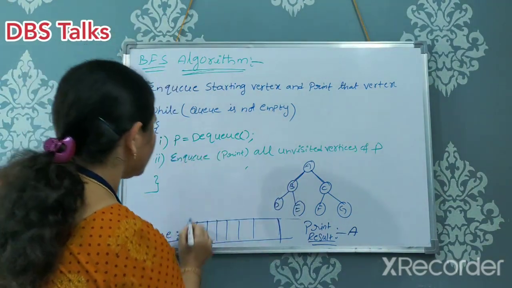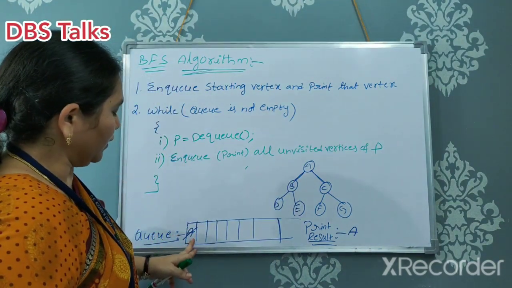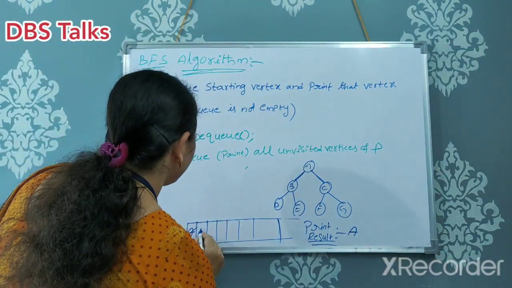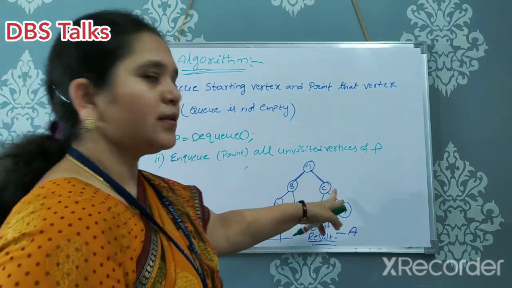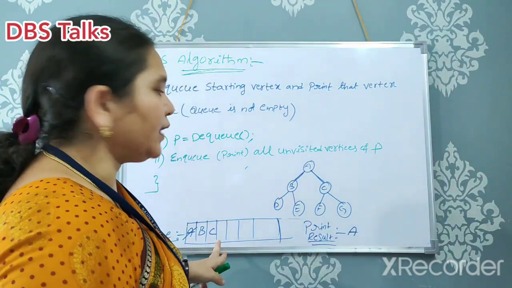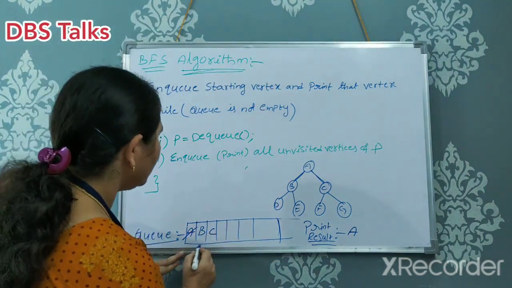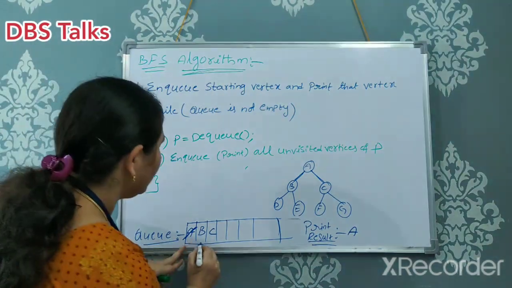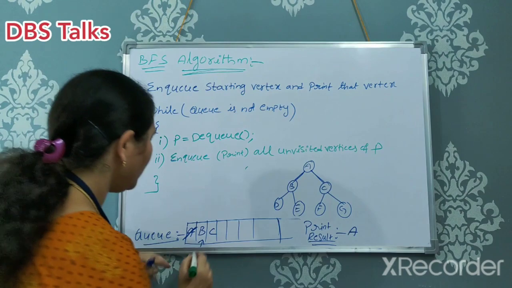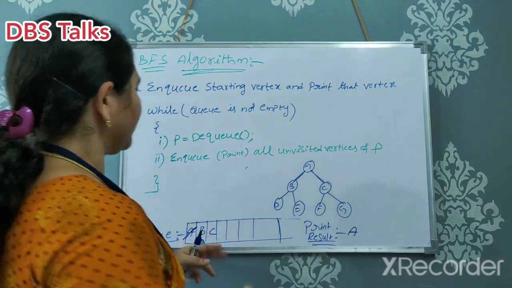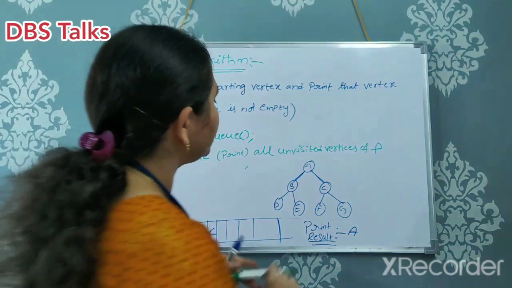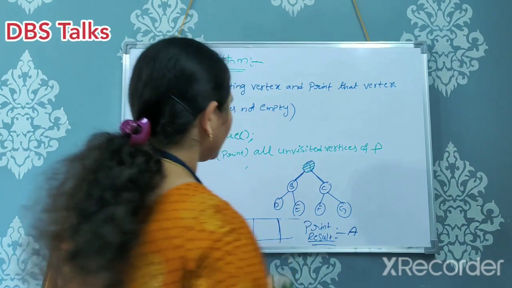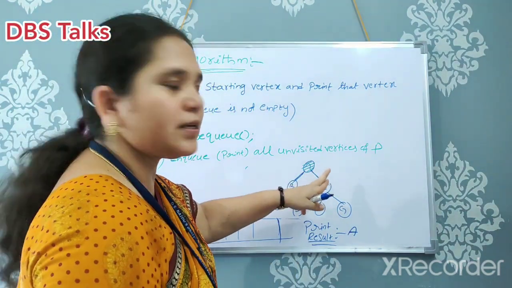So now P is dequeued. We can dequeue the A, meaning delete it from the queue. What are the adjacents? B, C. We are inserting them here. Then what is next? Already we dequeued the A. Next we will go for B. A is already visited, it is visited and dequeued.